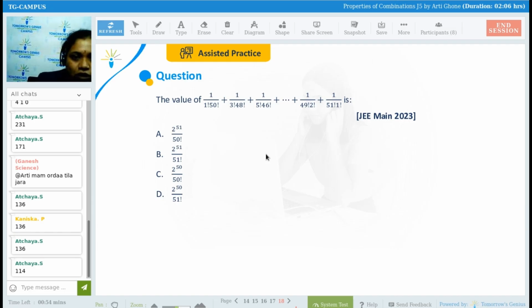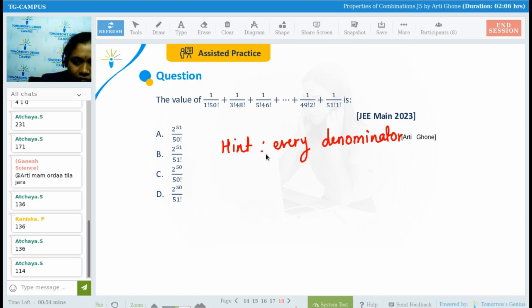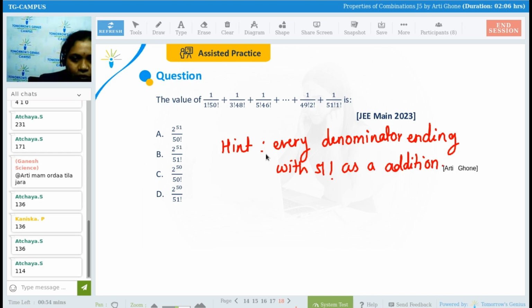Now I have just given the hint of 51. Can you please tell me the answer directly? The hint is that every denominator ending with 51 factorial as an addition. This is the only applicable hint. Can you please solve? Everyone try to solve this question.